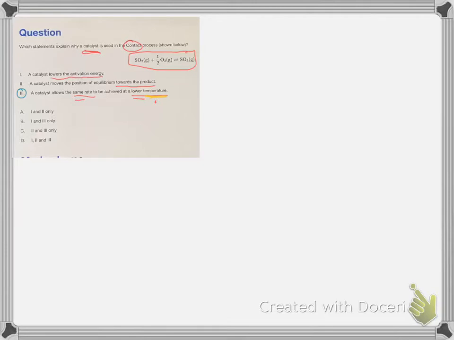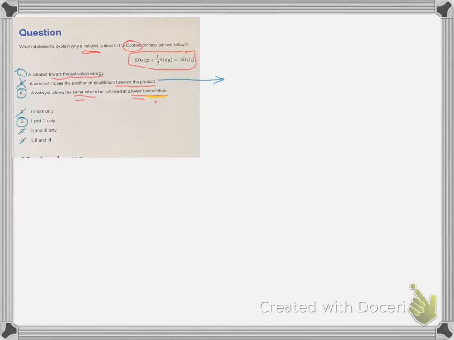And now going back to question 1, a catalyst lowers the activation energy. We just saw that being correct, yes. A catalyst moves the position of equilibrium towards the product. That is actually untrue, and we could tick off A, C, and D, because through the process of elimination, 1 and 3 are definitely the answers. So the answer is B. Now let's look at why 2 is wrong: why a catalyst moving the position of equilibrium towards the product is incorrect.